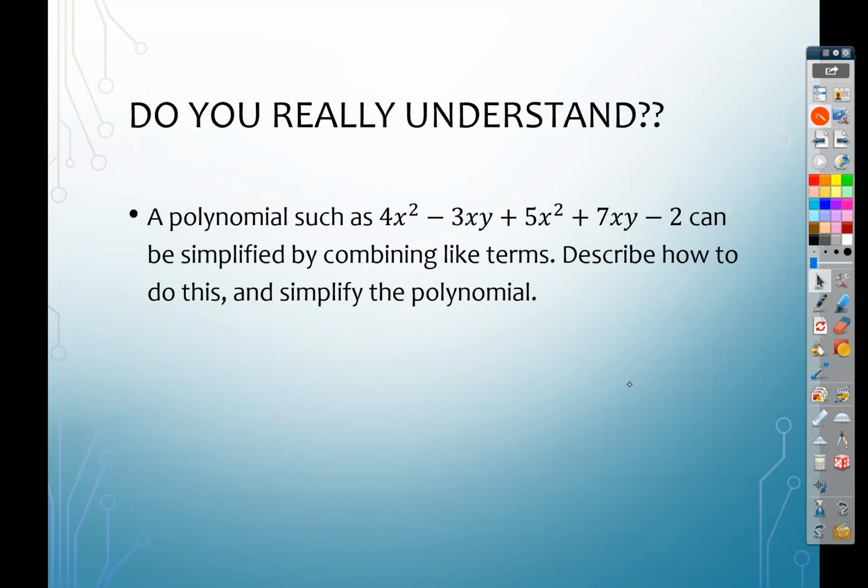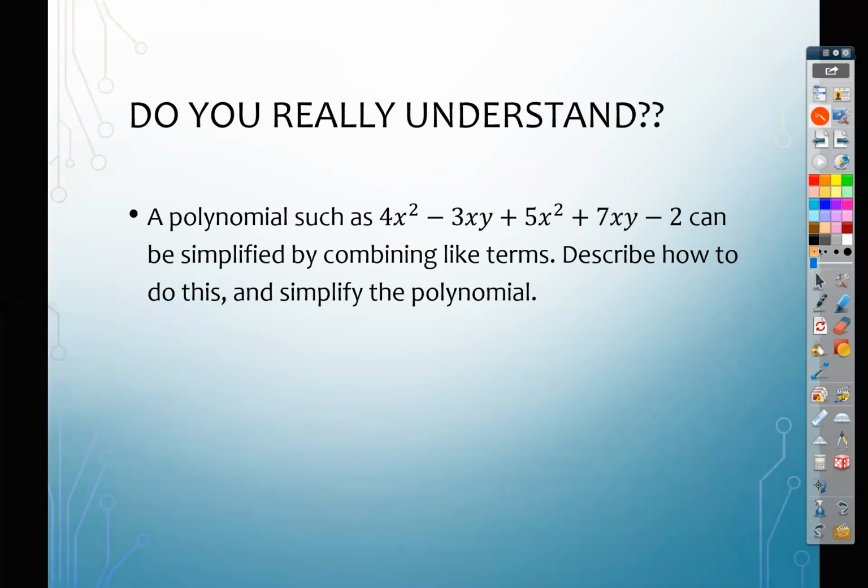Do you really understand? A polynomial such as 4x squared minus 3xy plus 5x squared plus 7xy minus 2 can be simplified by combining like terms. Describe how to do this and then simplify the polynomial.